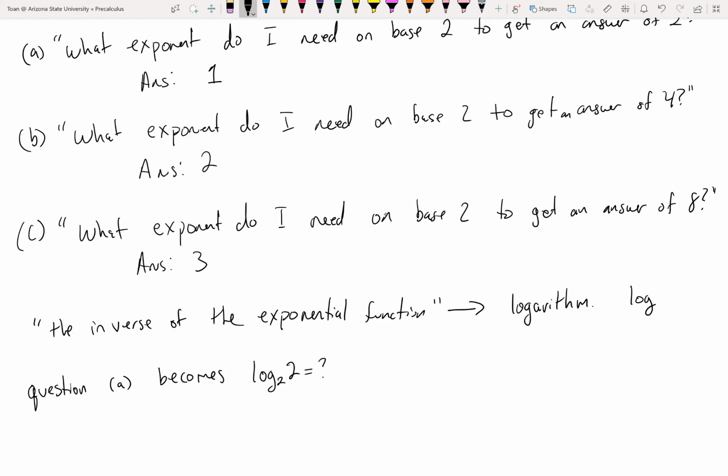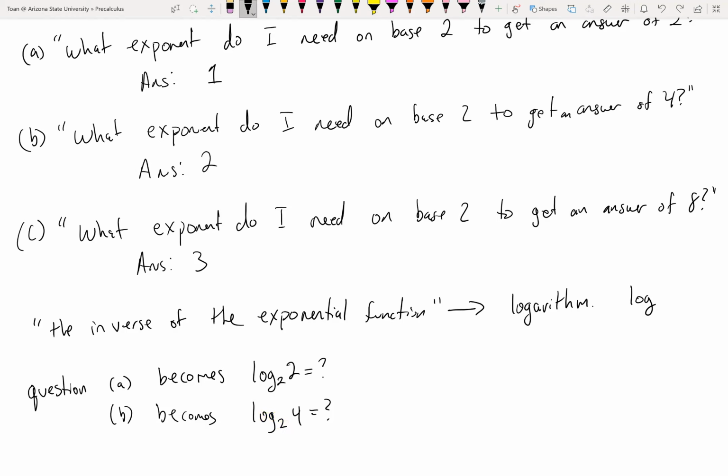This basically says, what exponent on base 2 gives me an answer of 8? Question B becomes log base 2 of 4 equals question mark. This question here is the same thing as this notation. If I were to read this, it really says, what exponent on base 2 gives me an answer of 4?